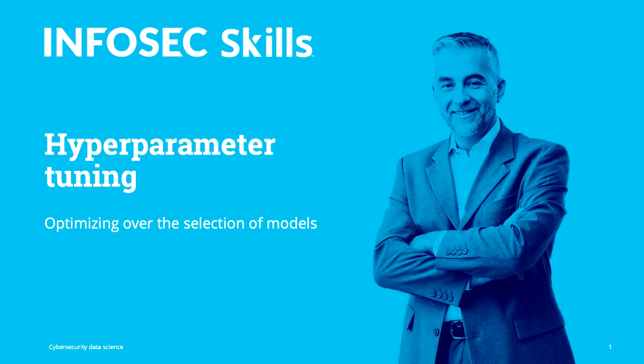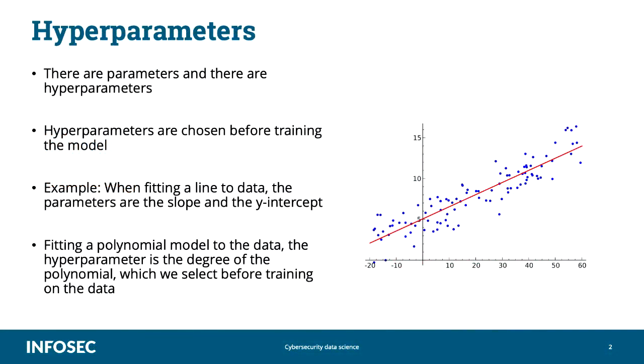In this lesson, we're going to talk about the what, why, and how of hyperparameter tuning. What exactly are hyperparameters? Is it the same as parameters? Well, not really. Hyperparameters differ from parameters in that they are chosen before you train your model, whereas parameters are chosen while you're training. The whole purpose of training your model is to pick the parameters.